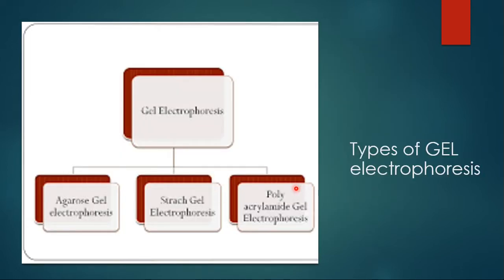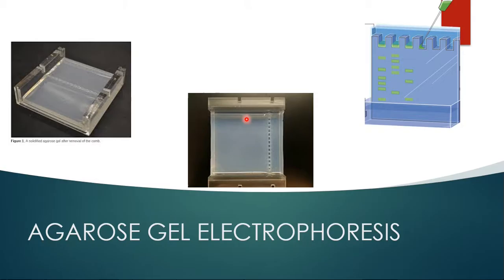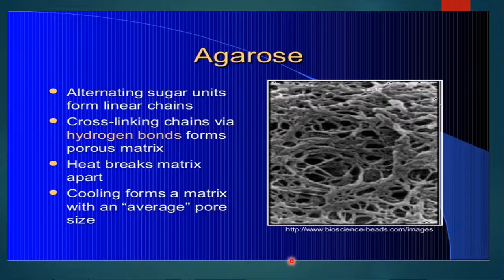Now, this gel electrophoresis is going to be of three types, as I told you, depending upon the type of gel we are using. So, the first one is going to be the agarose gel electrophoresis. Obviously, the gel is made up of agarose. See here the difference: this is a PAGE electrophoresis and this is an agarose gel electrophoresis. And let's come to the agarose gel electrophoresis.